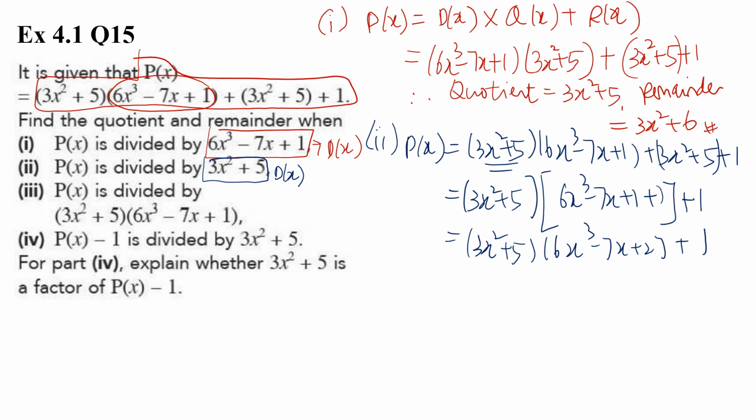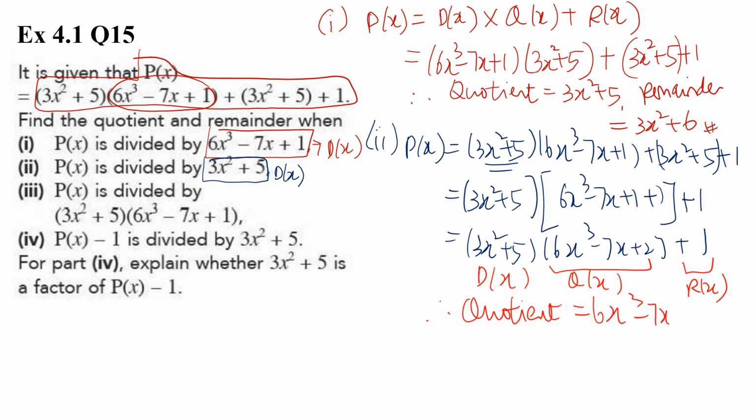Alright, so if you compare with the generic term, you'll see that this is your divisor. Then this guy becomes your quotient, and this becomes your remainder. So therefore, your quotient now is equals to 6x cubed minus 7x plus 2. Then your remainder now becomes 1.